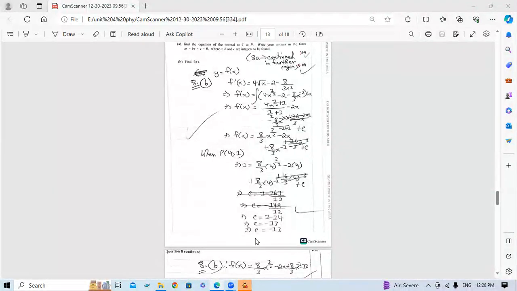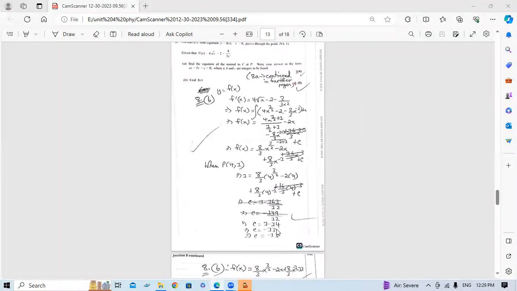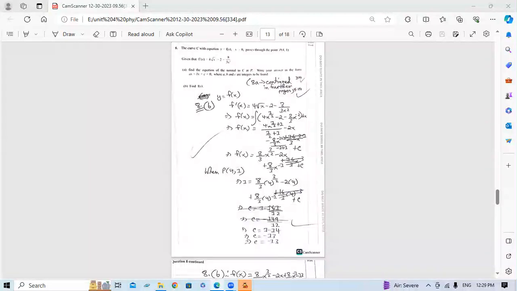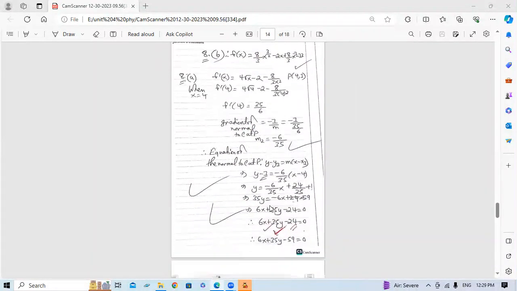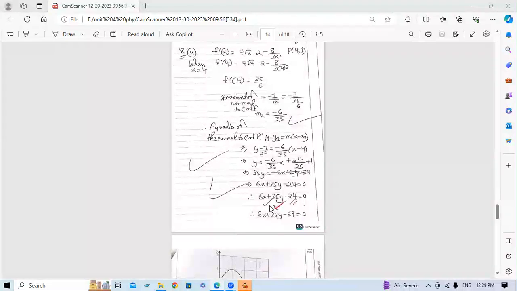minus 2x plus 8 by 3x to the power minus 1 plus c. When P is given as 4 comma 1, f(x) means y. So y equals 1 equals 8 by 3, 4 to the power 3 by 2 minus 2 into 4 plus 8 by 3 into 4 to the power minus 1 plus c. So c will be 1 minus 14, c value will be minus 13. This is 8b and this is 8a.